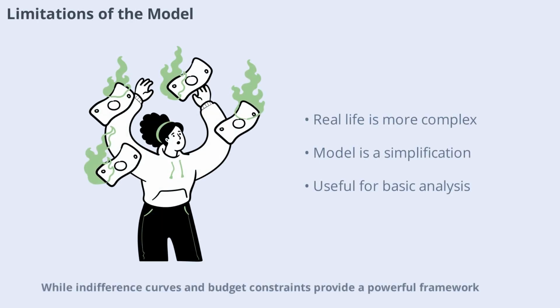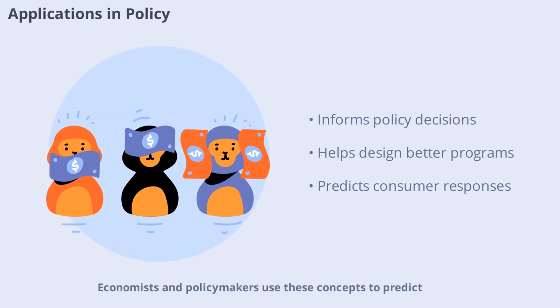While indifference curves and budget constraints provide a powerful framework, real-life decisions are often more complex. Factors like uncertainty, changing preferences, and external influences can affect choices. Still, this model gives us a solid foundation for understanding the basics of consumer behavior. Economists and policymakers use these concepts to predict how consumers will respond to changes in taxes, subsidies, or welfare programs. By understanding utility maximization and budget constraints, they can design policies that better meet people's needs and improve overall welfare.